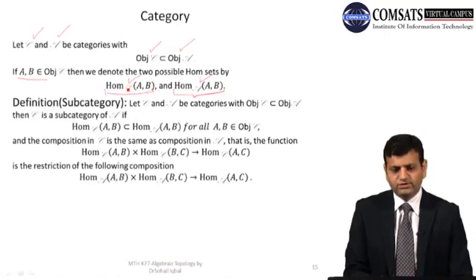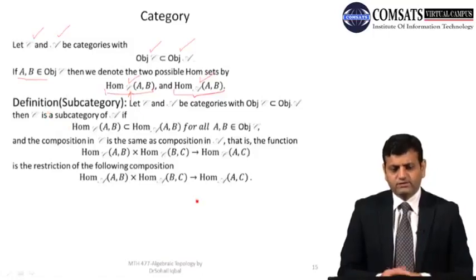So that's why we denote the hom-set between A and B in the category C with this small subscript C, if we are taking the morphisms between A and B in the category C. And if we are taking the morphisms between A and B in the category A, then we denote it by hom from A to B with this subscript capital A.